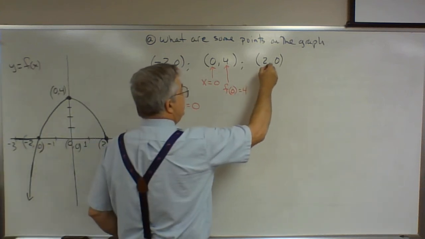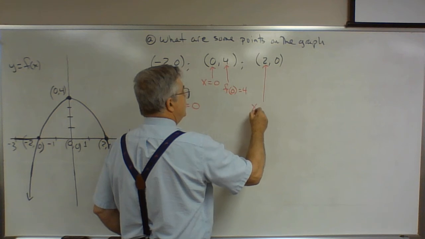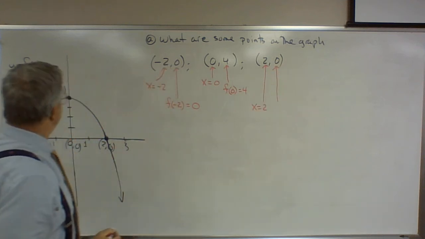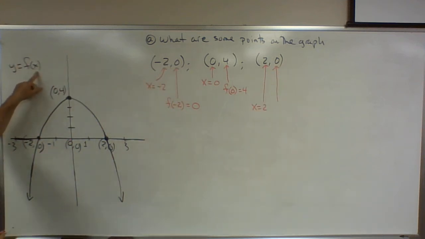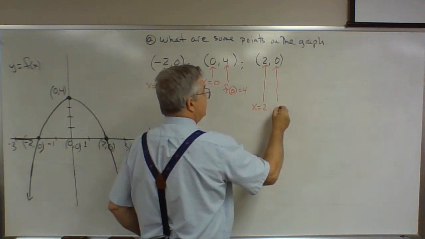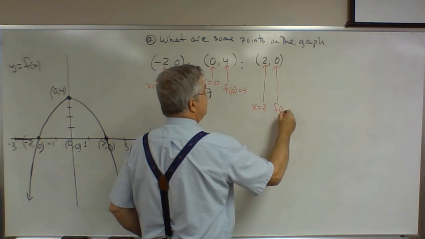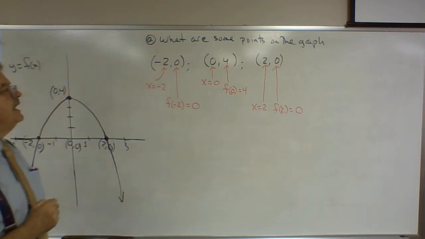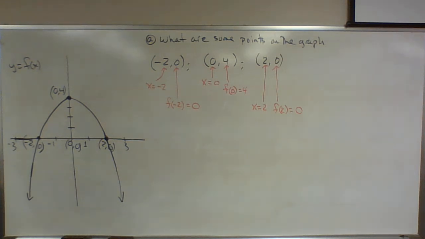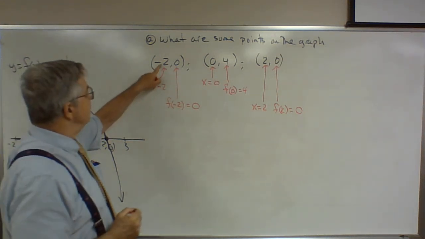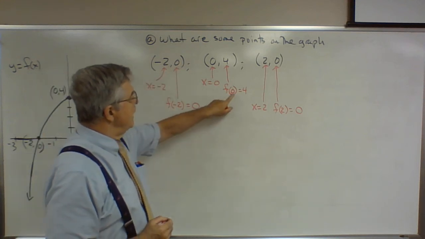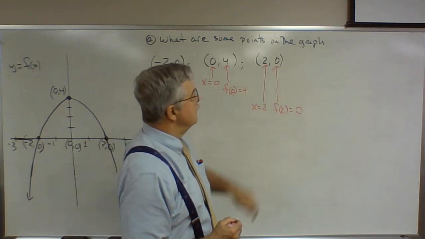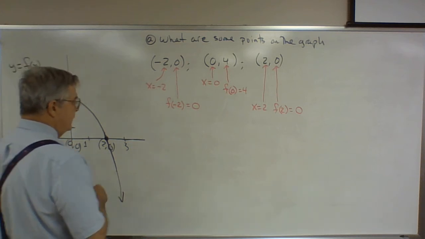And one more point to investigate. This is the x-coordinate, and this is the y-coordinate. But again, since y and f of x are the same thing, I'll write this as f evaluated at the x-coordinate 2, and that's equal to 0. Okay, so I named some points on the graph. And I know that f of negative 2 is equal to 0. F evaluated at 0 is 4. F evaluated at 2 is 0. Oh, now the domain.